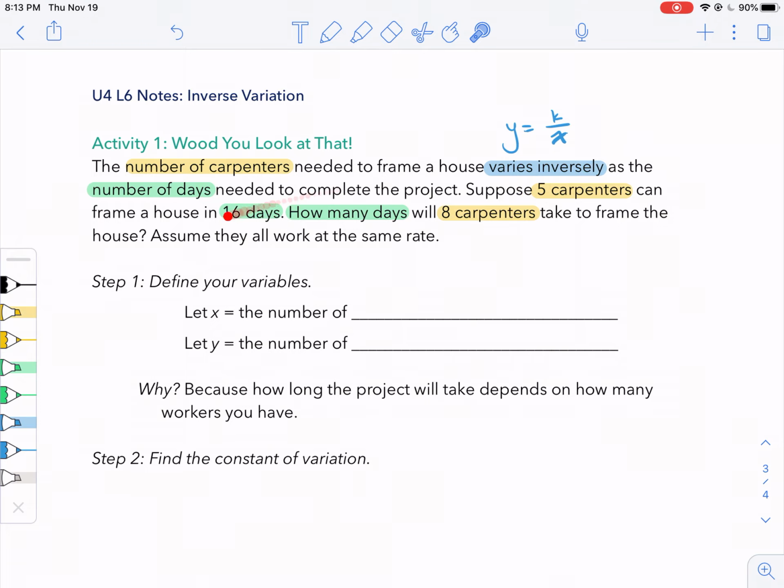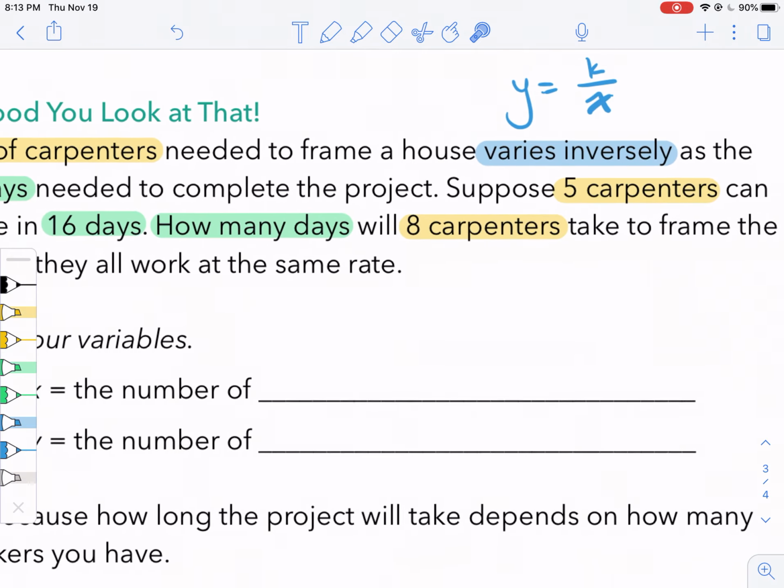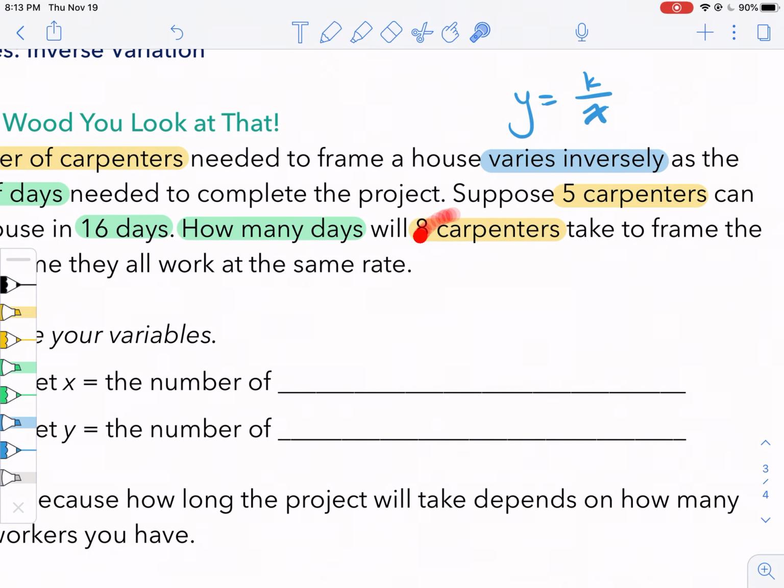Here we have 5 carpenters in 16 days and then 8 carpenters. Is it going to take more time or less time? If you have 8 carpenters, you have more carpenters working, so it's going to take less time overall. So it should take less than 16 days. This is our little reminder to ourselves to see if we did it right.